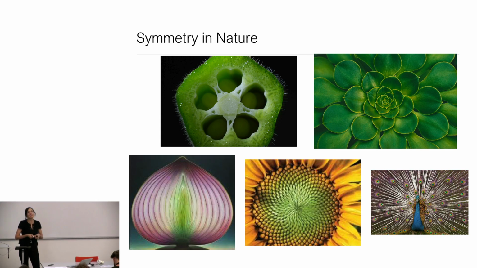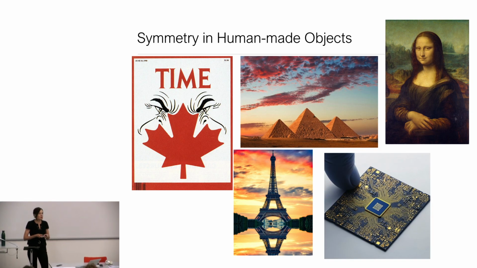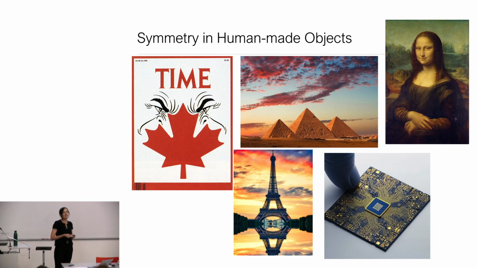But of course, it's not just that we see it in nature. Human beings, we mimic symmetry in almost every field and in a huge range of human-made objects. And so I picked some very famous examples of symmetry on this slide, some less famous.